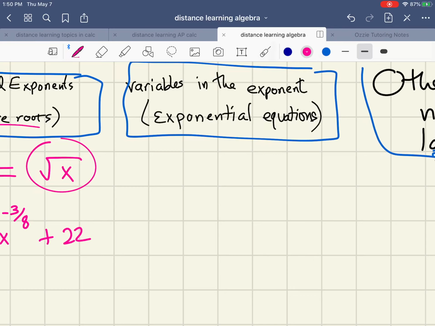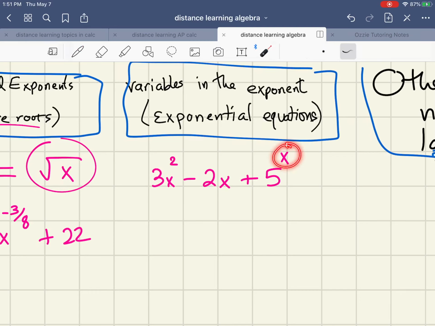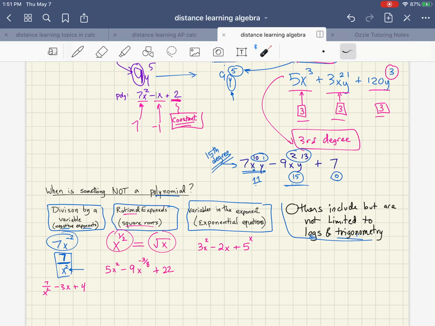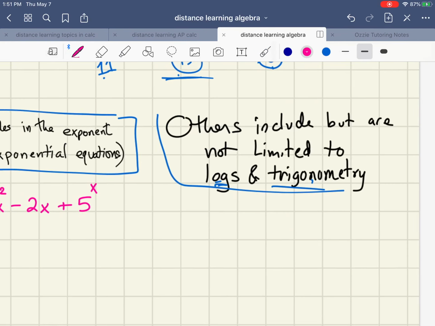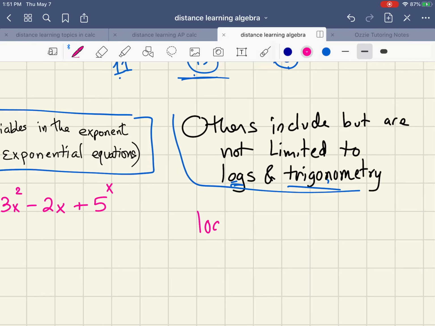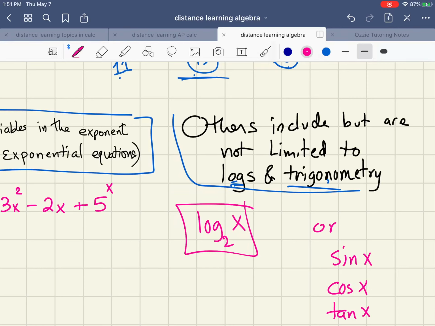Variables in the exponent. 3x squared minus 2x plus 5 to the x. Big problem. We are not dealing with x in the exponent. Those are called exponential equations and not polynomials. Again, logarithms, trigonometry, what those look like. The log base 2 of x, or the sine of x, the cosine of x, the tangent of x. If you see any of these things, you're not dealing with a polynomial. And that's an introduction to polynomials.